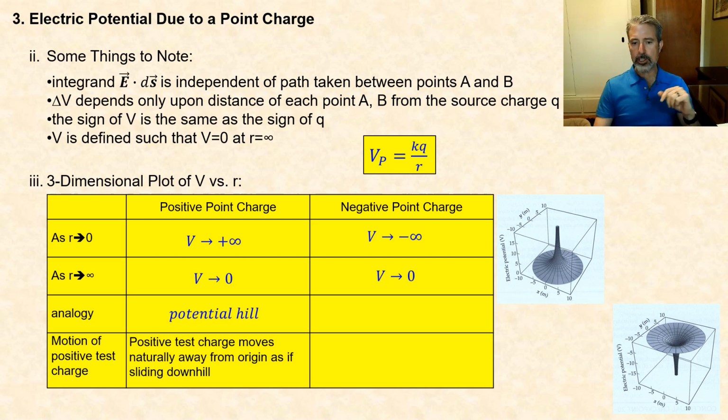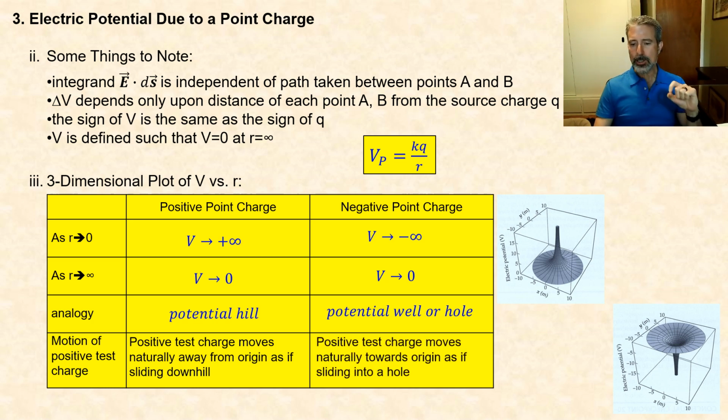A nice analogy is we can think of this as a potential well or hole. And you can say that a positive test charge would move naturally towards the origin as if it were sliding into a hole.